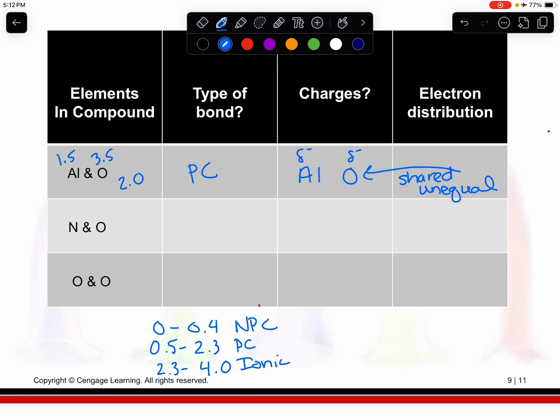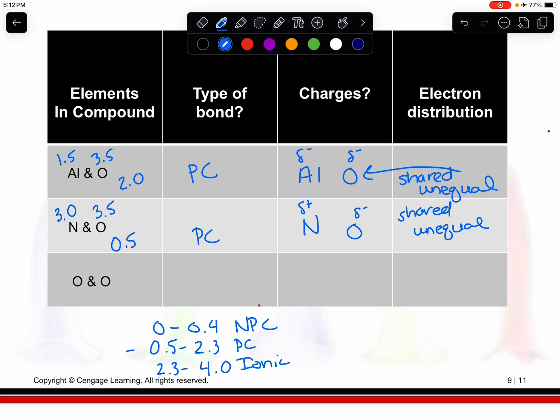Okay, so let's go ahead and look at your chart. I will just provide these numbers for you if you want to use those. So N is 3.0 and O is 3.5. When we subtract these, we get 0.5, and our type of bond with that is also polar covalent. And so we said the O is going to be a little more electronegative. As in the past example again, the N is going to be the partial positive here, and they're still going to be sharing. And so therefore it is going to be shared electrons, but it is going to be unequal as well.